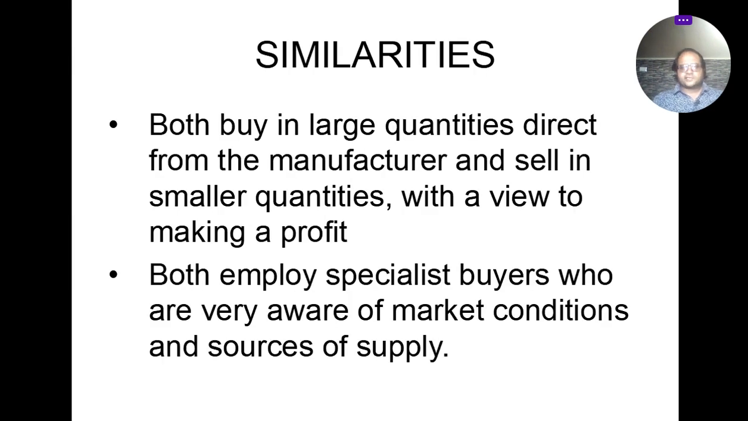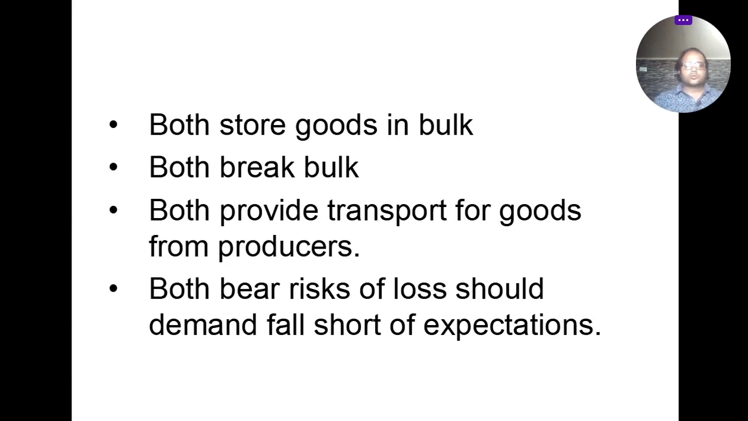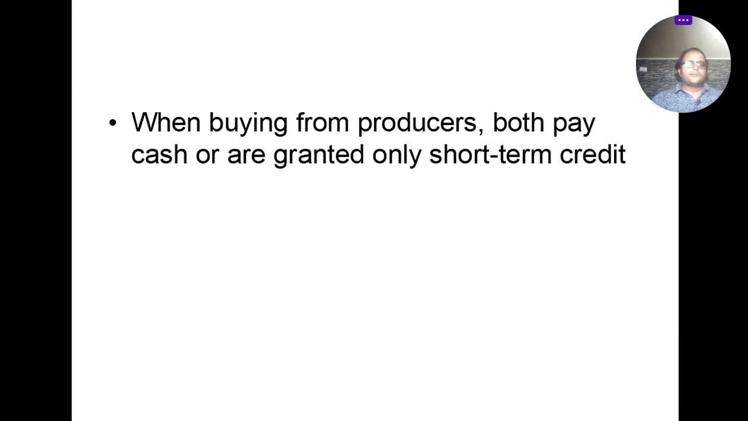The similarities between wholesalers and large scale retailers are: both buy in large quantity directly from manufacturers and sell in small quantity with a view of making profit. Both employ specialist buyers who are very aware of market conditions and sources of supply. Both store goods in bulk because of their own warehouse. Both break the bulk into small quantity. Both provide transport for goods to and from the producer. Both bear the risk of losses should demand fall, shortage of expectation, and so on. When buying from producers, both pay cash or get only short-term credit.